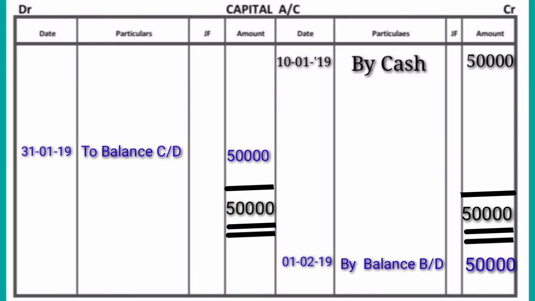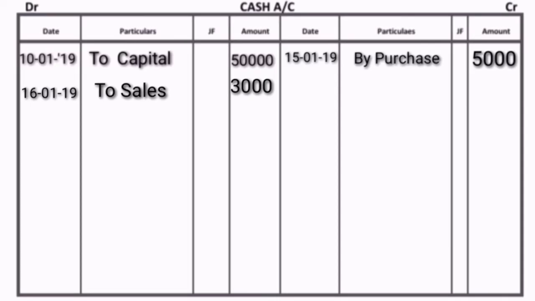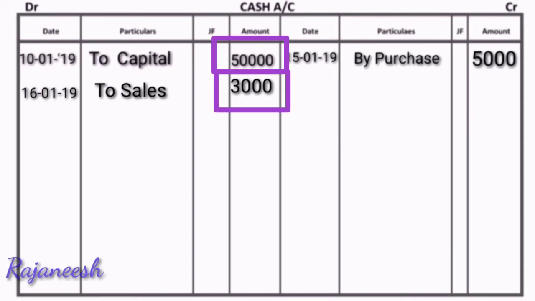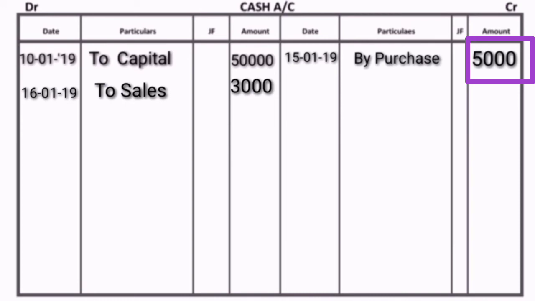Okay, next we can try to close the cash account. This is the cash account. First we can check which side the amount is more, debit side or credit side. Here on the debit side, the amount 50,000 plus 3,000, total amount is 53,000, and on the credit side only 5,000 is there. So the debit side has more amount. Debit side total amount is 53,000 and credit side total amount is 5,000.